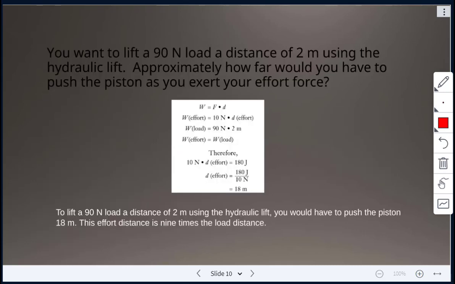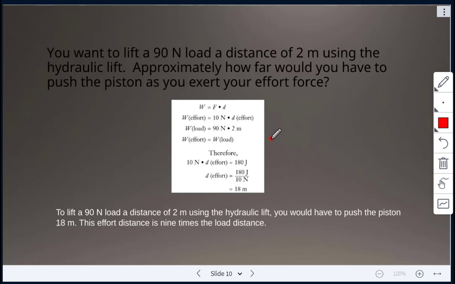Okay, next example here. You want to lift a 90 newton load a distance of 2 meters using the hydraulic lift. Approximately how far would you have to push the piston as you exert your effort force? So the first thing we'll do is calculate the work done. Work is force times distance, and that work effort is equal to the work of the load. So 90 newtons times 2 meters gives me 180 joules of work.